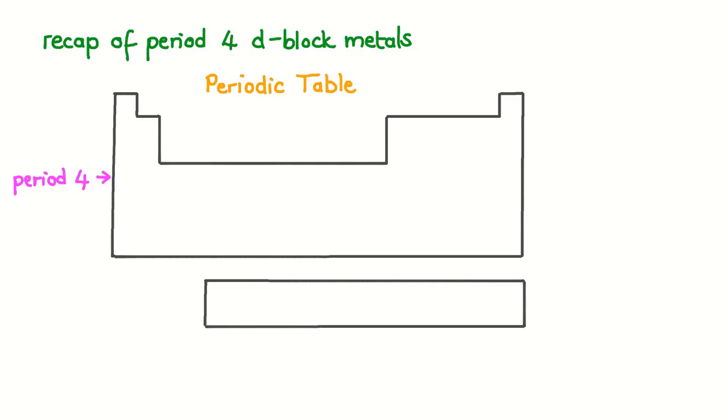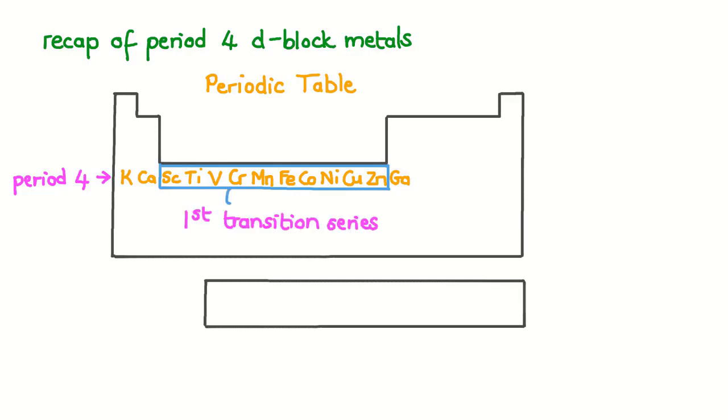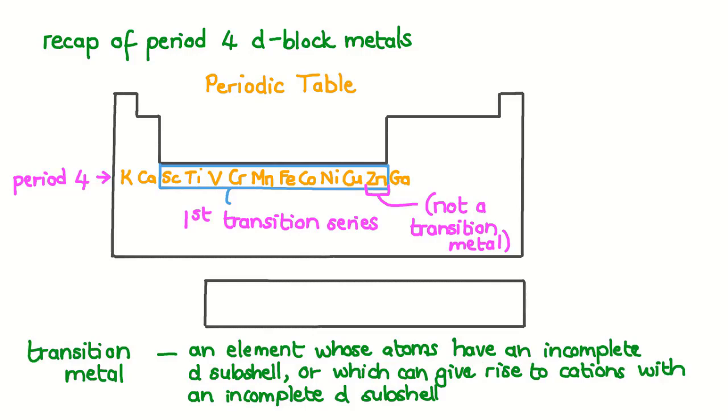On the periodic table, the period 4 metals are potassium, calcium, scandium, titanium, vanadium, chromium, manganese, iron, cobalt, nickel, copper, zinc, and gallium. Let's focus on the period 4 D block metals. These metals are collectively called the first transition series, although technically zinc is not a transition metal. A transition metal is an element whose atoms have an incomplete D subshell or which can give rise to cations with an incomplete D subshell.